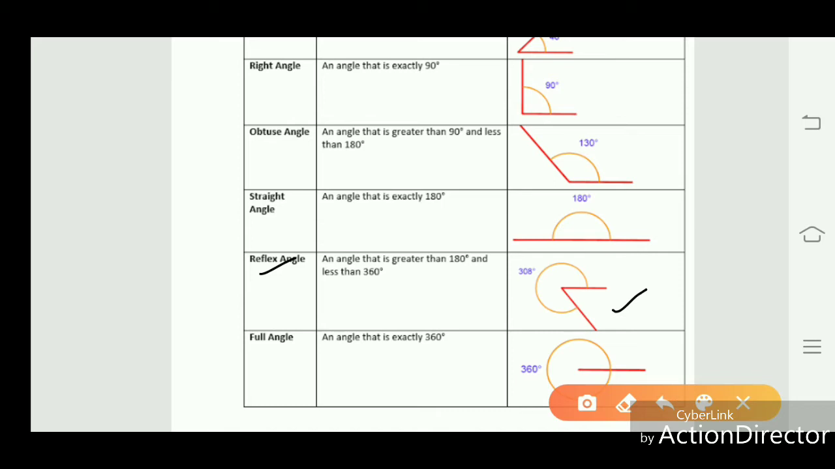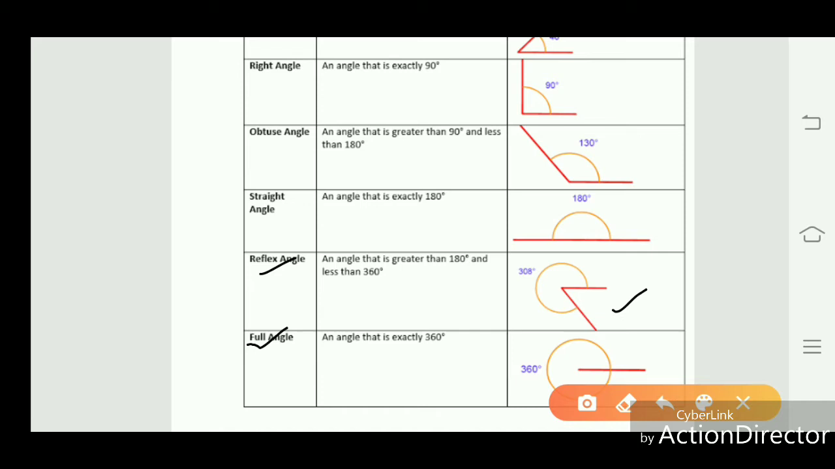So angles between 180 degrees and 360 degrees are known as reflex angles. Other examples are 207 degrees, 270, 300, etc. Full angle or complete angle: an angle that is exactly 360 degrees is also known as a full angle.